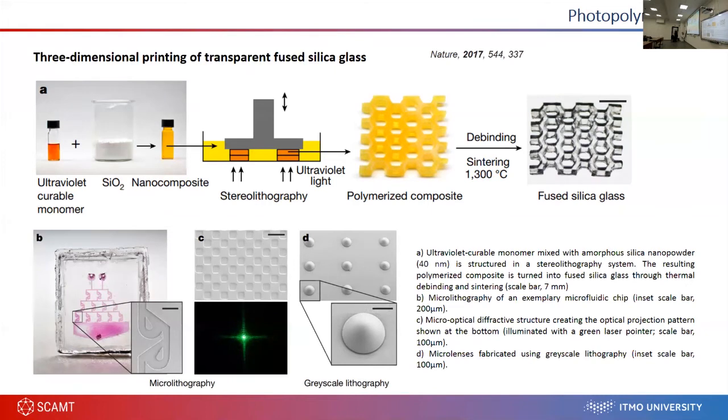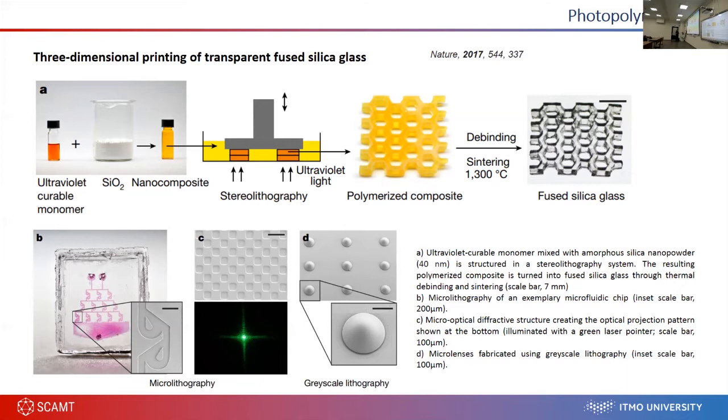Anyway, they fabricated this polymerized composition, and then they removed the useless nanoparticles with monomers, and then they cured this composite into silica glass with a high temperature. So it allowed them to make any kind of structure with this fantastic material.